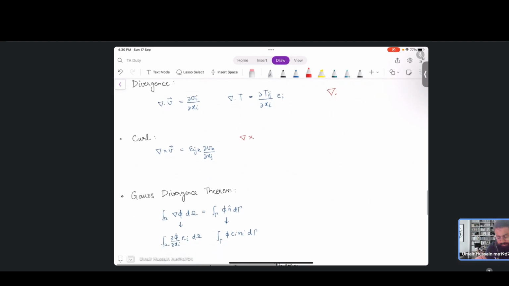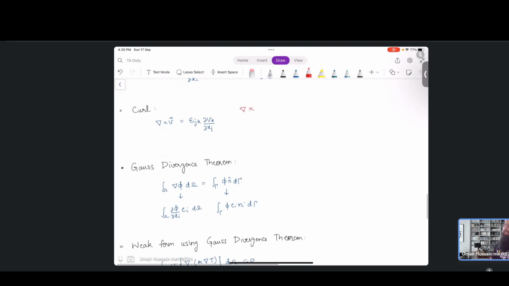Then we have the Gauss divergence theorem. The Gauss divergence theorem is used to transform the integral from a volume integral to a surface integral. So if we have the domain of volume omega, we can transform the integral to its surface. This is useful whenever we know the information on the surface. Sometimes it's easier to calculate information on the surface, and then we can get the information in the entire volume, or vice versa.